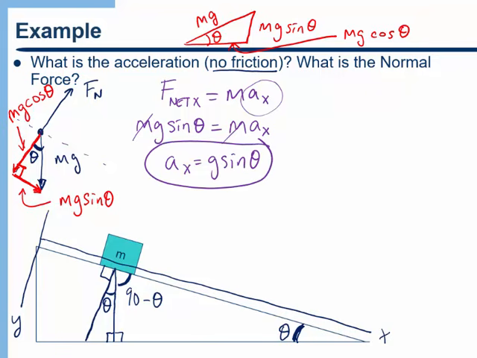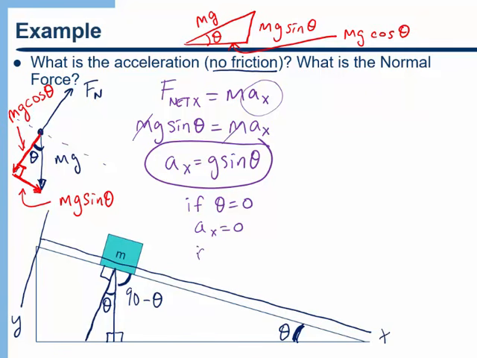Let's stop and think about that for a minute and make sure it makes sense. Notice that if theta is 0, in other words, the block is on a flat surface, the sine of 0 is 0, so we would get an acceleration of 0. Let me just write that: if theta is 0, a_x is 0, so that makes sense.